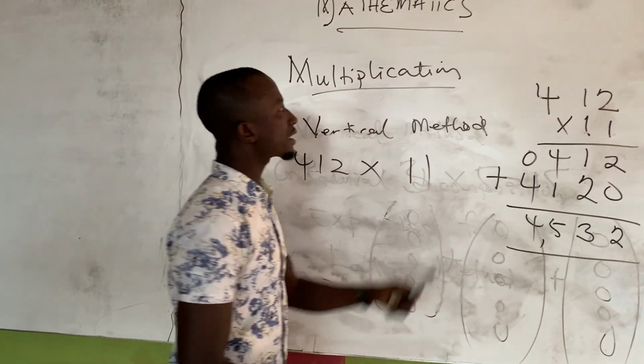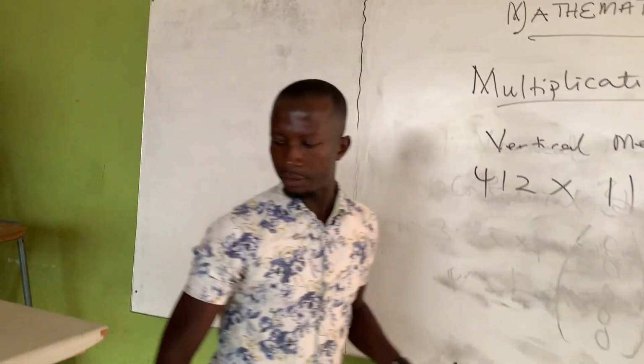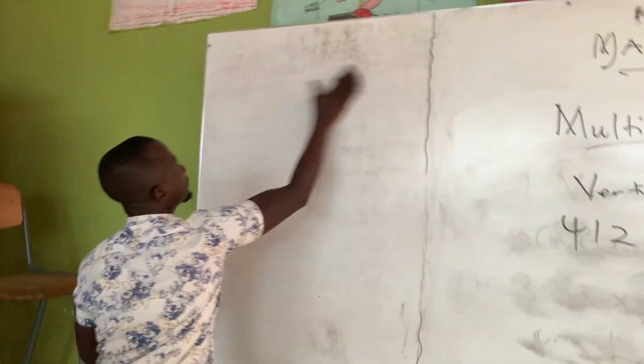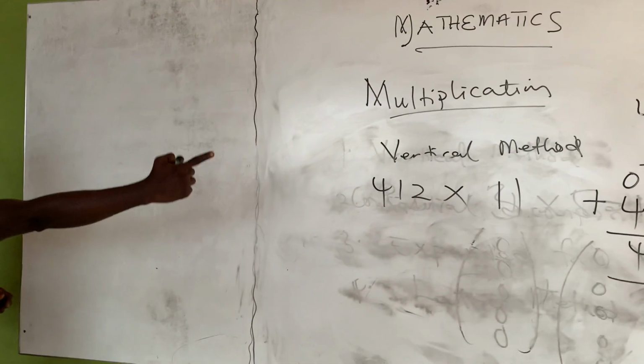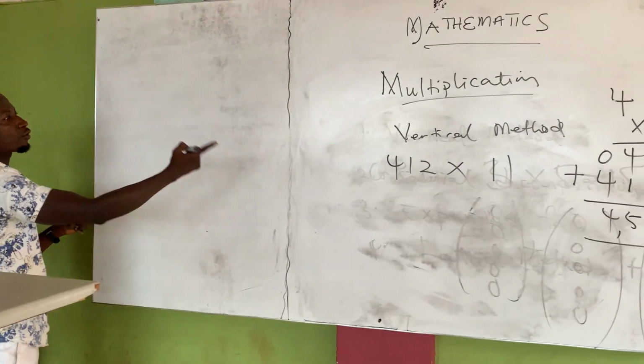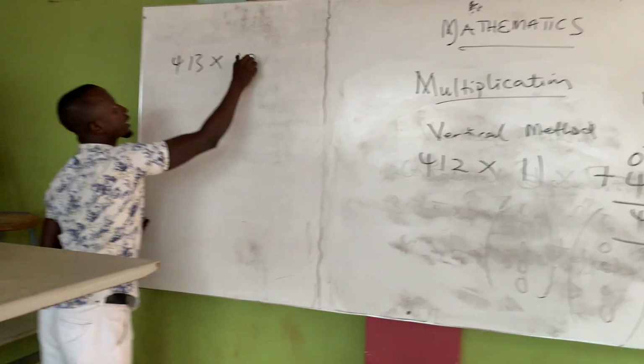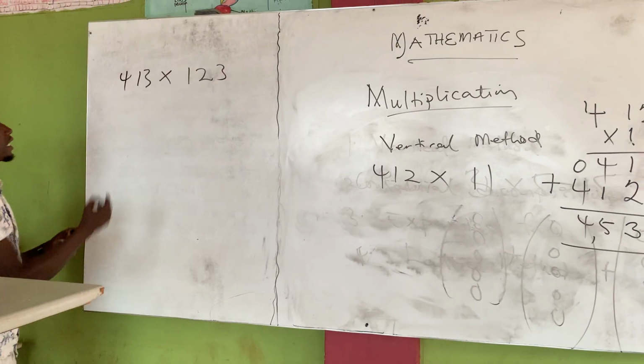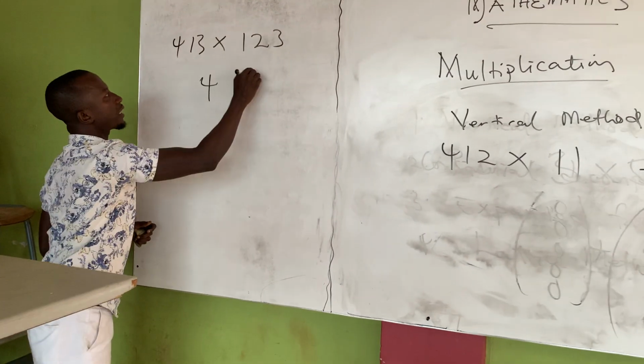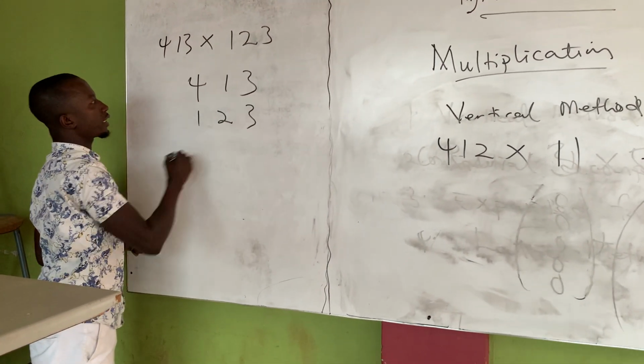4,532. That is that. Let's take another example. By this time, I'm picking double digit. The first one was double digit. This one, let's say, 3 digits. Yeah, 3 digits. Let's arrange it vertically. 4, 1, 3. 1, 2, 3.